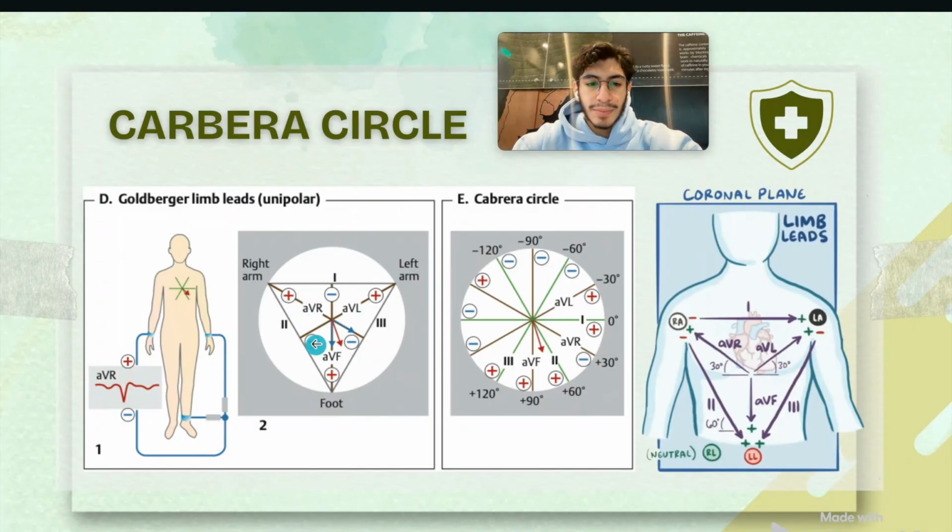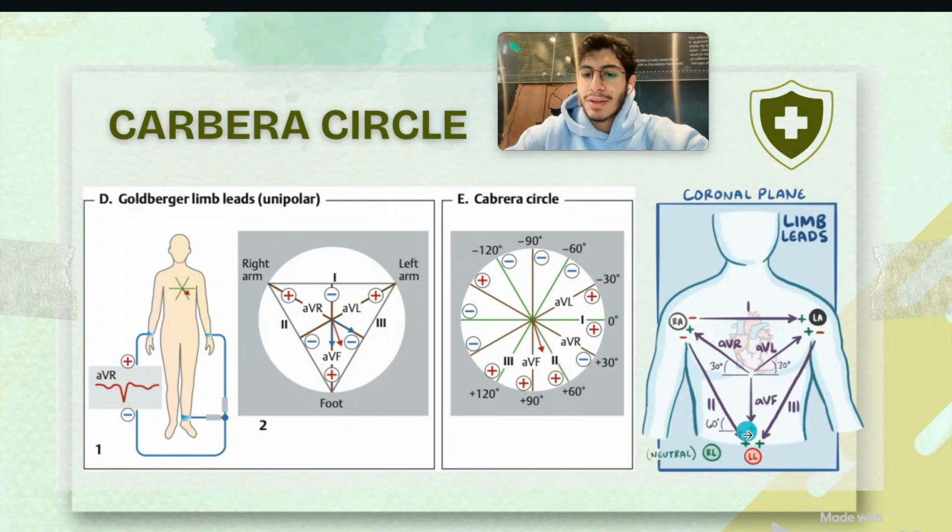AVR, you can see over here, goes from the center to the right side. From the center to the left side, that's AVL. And from the center to the left foot, that's AVF. It just fills in the gaps between the 3 leads. The important thing to note here is the angles and where they point.